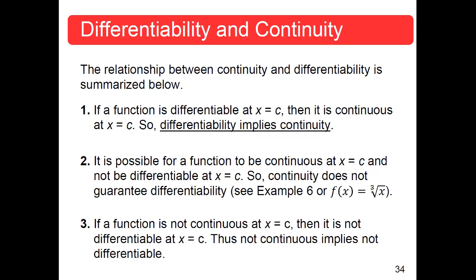If a function is not continuous at c, then it's not differentiable. So let's say you have a hole in the graph, or a function that for whatever reason is not continuous. There's a gap or something like that. All those reasons we talked about in the previous chapter. If it's not continuous, then it's not differentiable, because not continuous means there's going to be a problem with the limits, and derivatives are based on limits. So not continuous implies not differentiable.